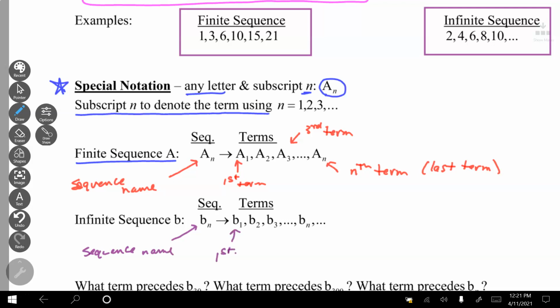Again, I have a first term. And this term right here is the nth term. It's an unknown term. There's more terms after it, but b sub n could be whatever term I'm looking for.